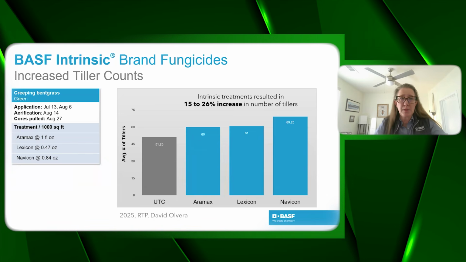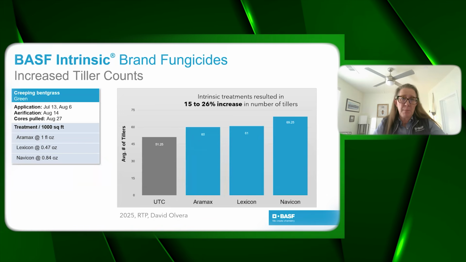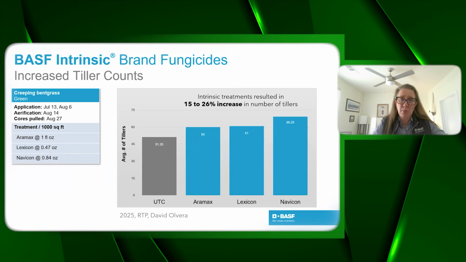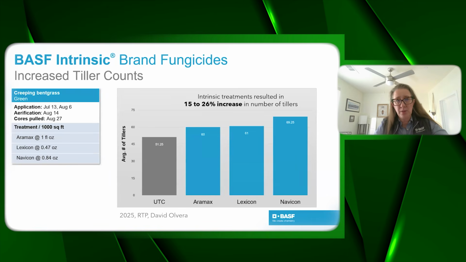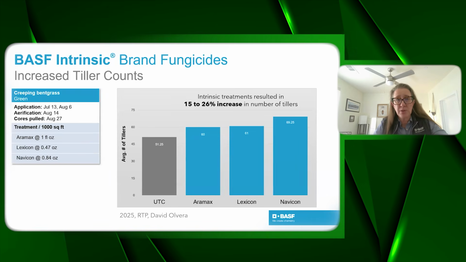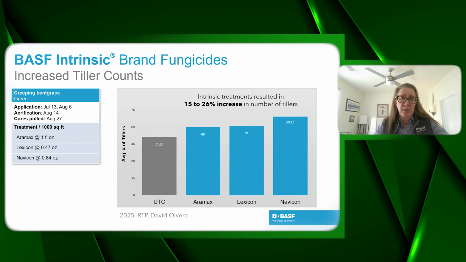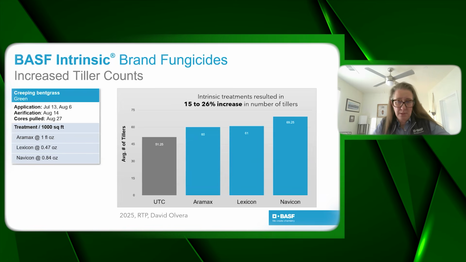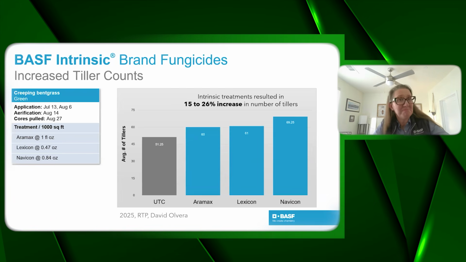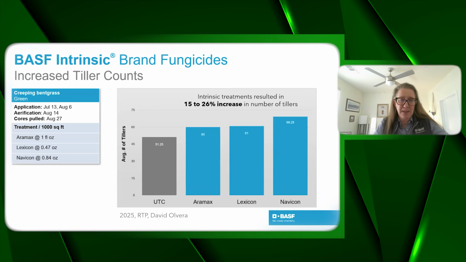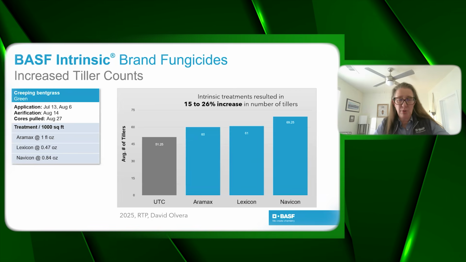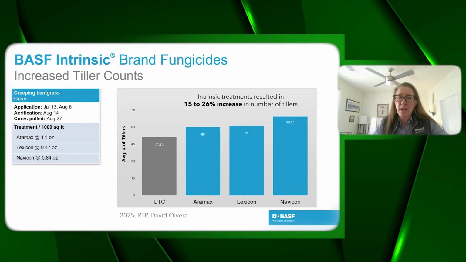Every time we bring an intrinsic product to the market, we want to compare back to the original molecule and to the other products on the market, because we know what they do in the field. Does the new product do it in the bench? Does it do it in the field? We confirmed that Navicon does it a little bit better. It's a different class of chemistry, DMI. It's a new generation DMI.